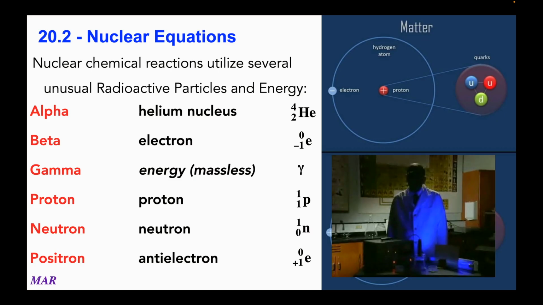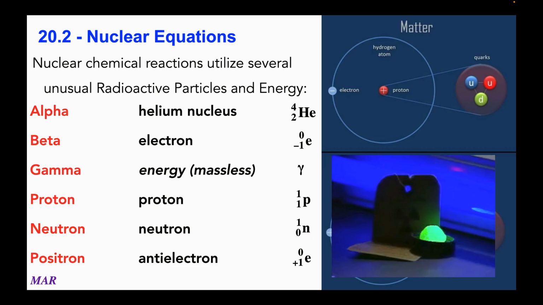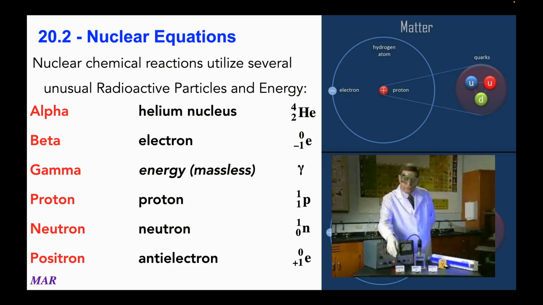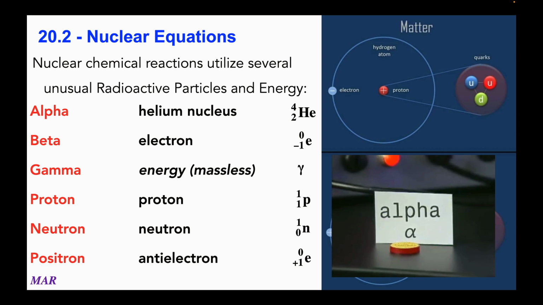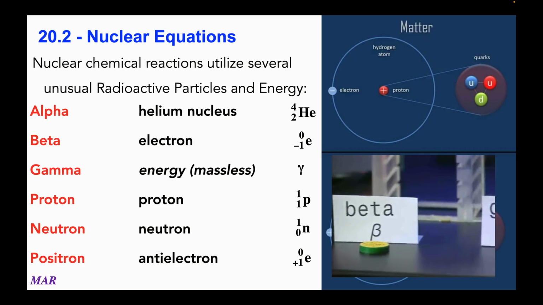You're aware that radioactive materials give off energy, especially if we expose this sample to ultraviolet light. We can see it glow. There are three different types of radioactive particle energy. There's alpha radiation, beta radiation, and gamma radiation.